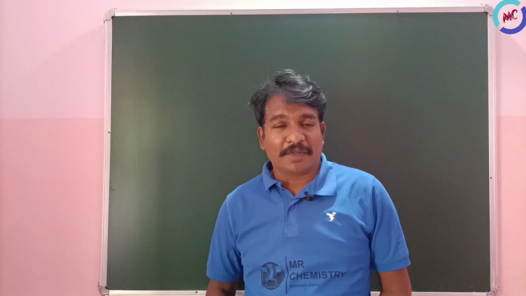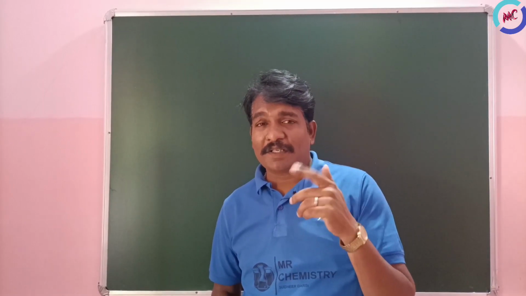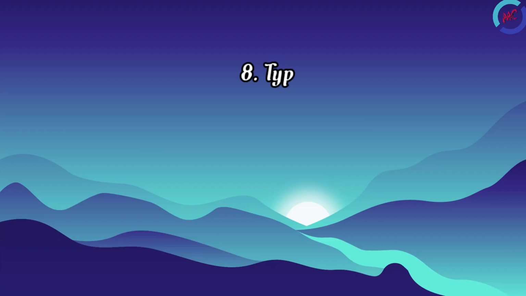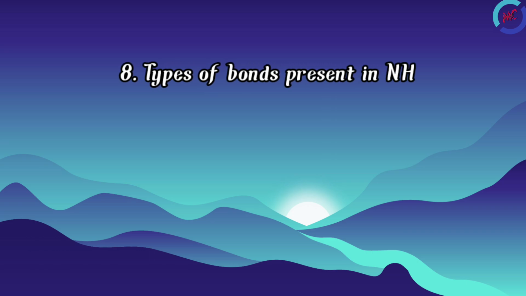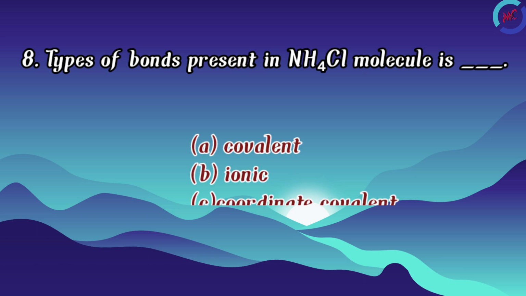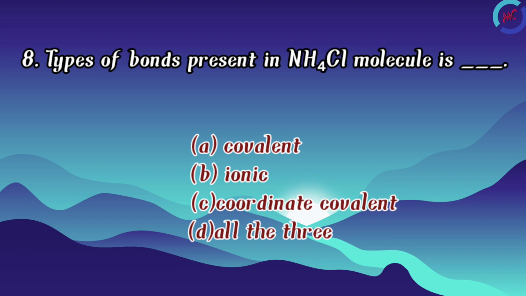Let us check the eighth one. Here they are asking what are the different types of bonds present in a molecule. Okay, please note down this one. Types of bonds present in ammonium chloride molecule. Option A, covalent. Option B, ionic. Option C, coordinate covalent bond. Option D, all the three.